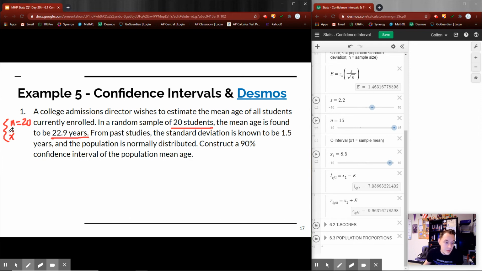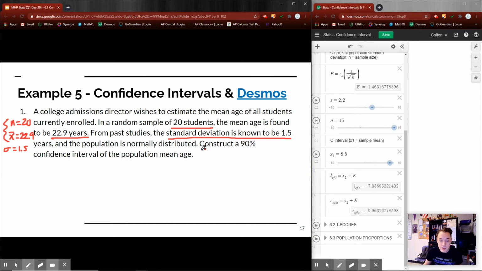So 22.9 is my mean age. That's nice. I didn't need to solve it out at all. They gave it to me. The standard deviation is also known, which means my population standard deviation is 1.5. It is known. Now I could find my sample standard deviation here. I'm not going to, but I could find it in case it wanted to ask for that.